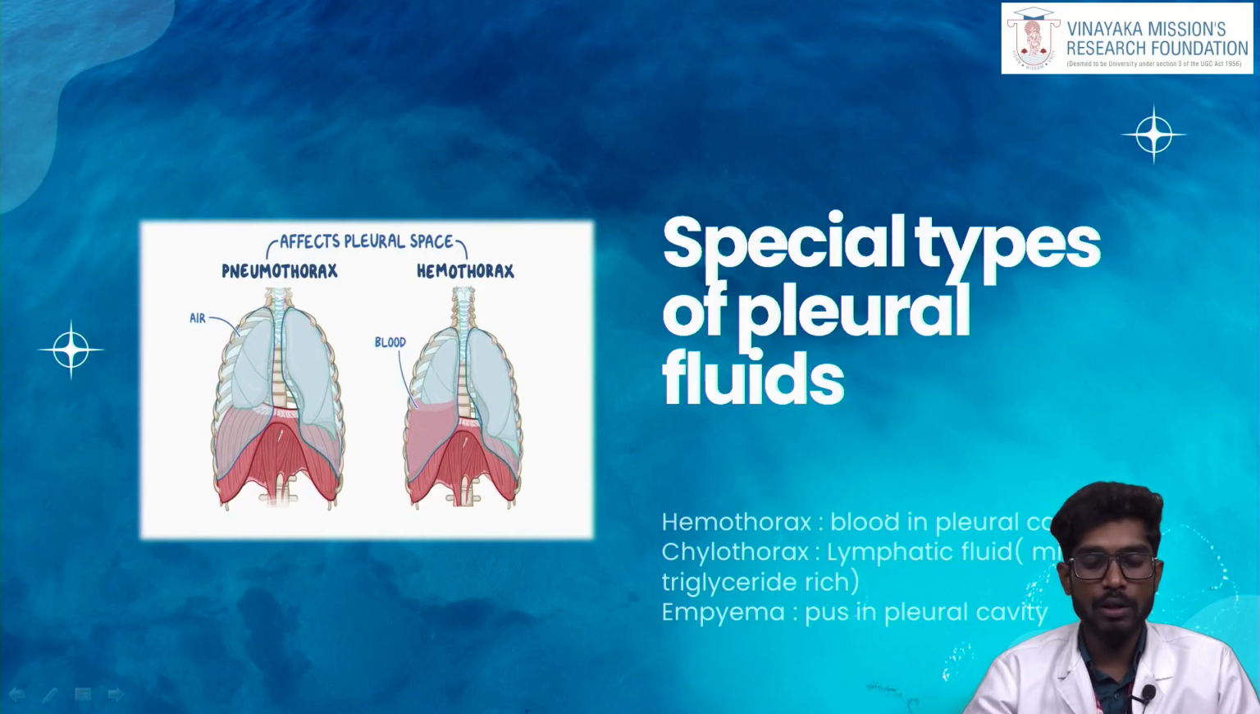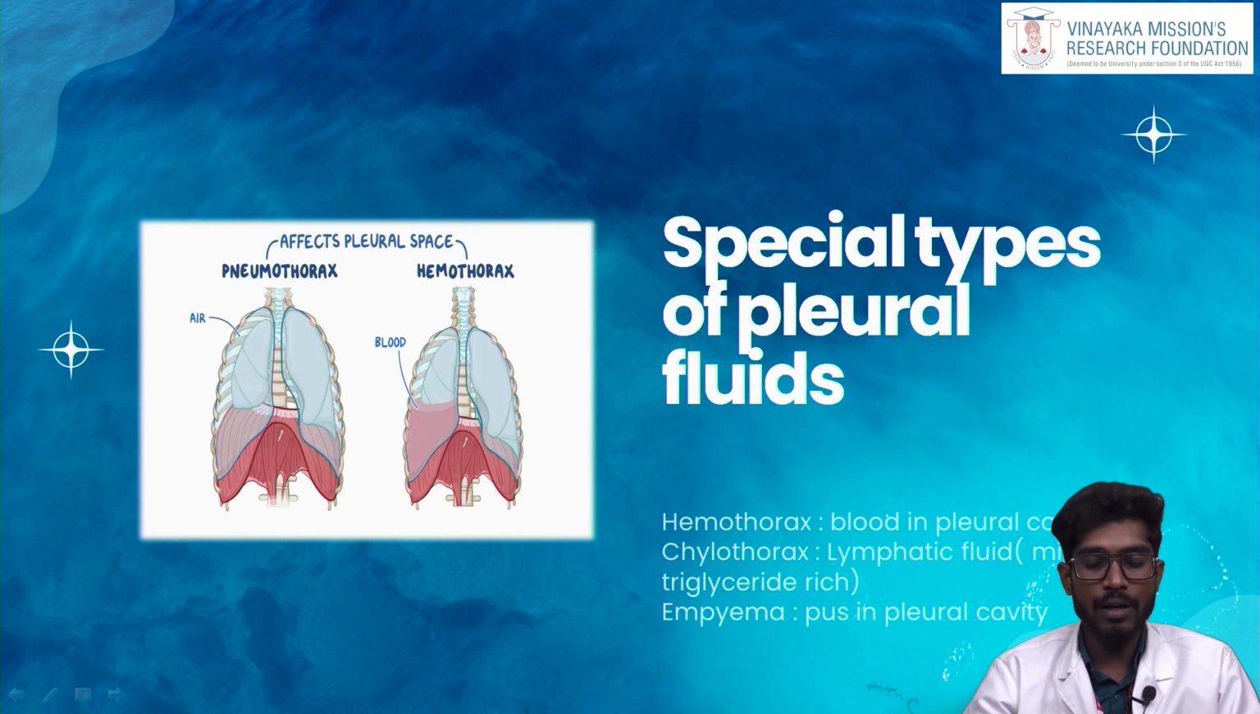First we will go through the types of pleural effusions. First is hemothorax. Hemothorax is where, in the pleural cavity, blood is present instead of clear fluid. Next we go to pneumothorax. Pneumothorax is where a clear fluid of 10 to 20 ml should be present, right? Instead of 10 to 20 ml of fluid, air is present, and it is known as pneumothorax.